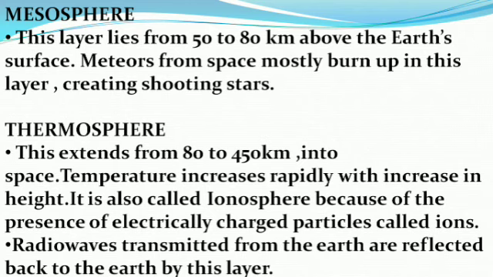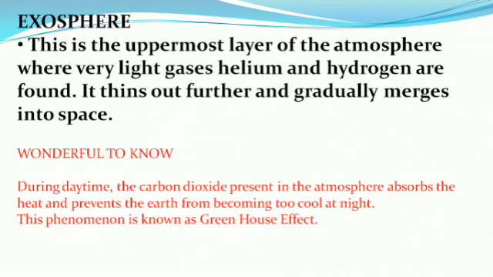Now the next layer is thermosphere. This extends from 80 to 450 km into space. Temperature increases rapidly with increase in height. It is also called ionosphere because of the presence of electrically charged particles called ions. Radio waves transmitted from the earth are reflected back to the earth by this layer.